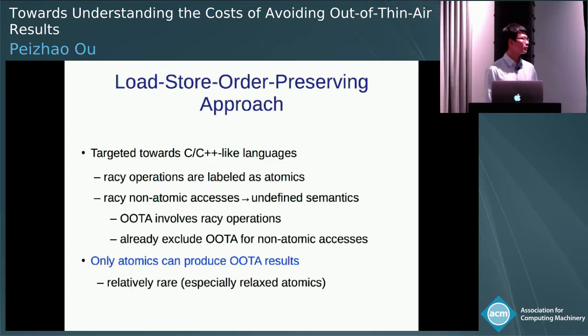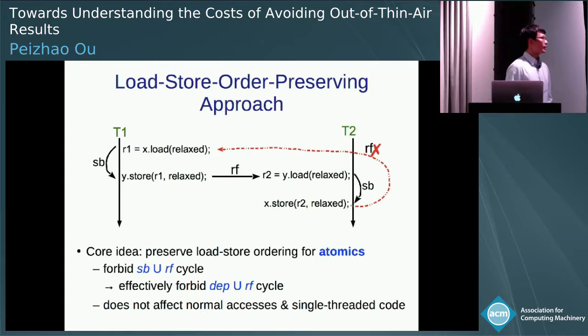And in C++, atomic operations are relatively rare, especially the relaxed atomics. Now again, the idea of the approach is to preserve load-store ordering for atomic operations. As a result, we forbid the sequenced-before union reads-from cycles. For example here, if we make sure that the load-store ordering is preserved on both threads, then the red edge here, which is the reads-from edge, would not be possible because there would be a cycle then.